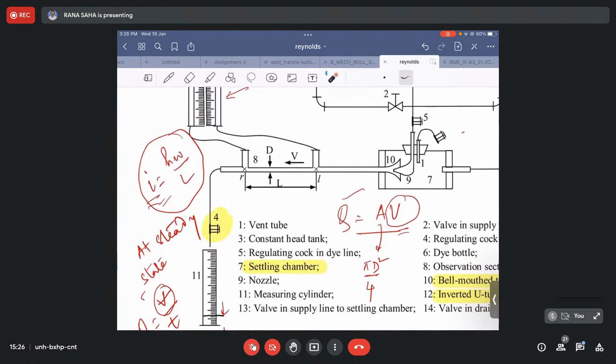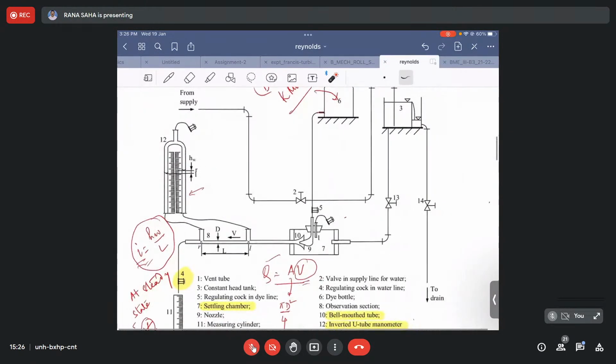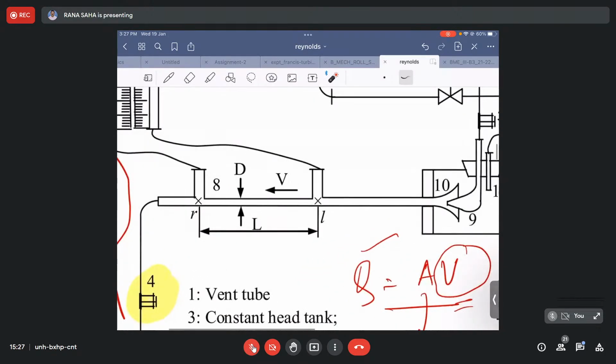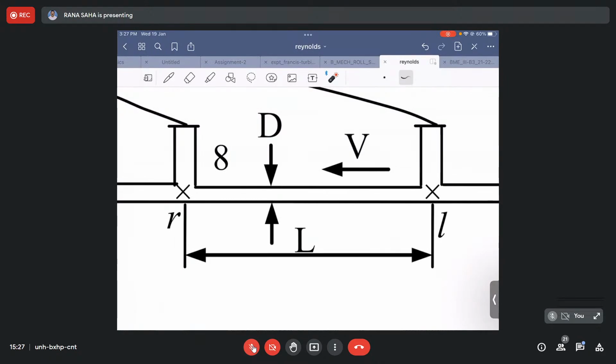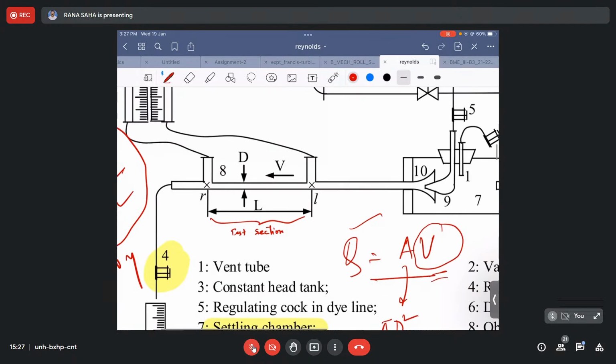Okay, so that is my zero condition or the starting condition, and then we will open the valve 4 very slightly, a little opening. After opening that, we will open valve 5 so that the dye will start mixing with the water, and we want to observe how the dye particles are flowing. Typically at this portion, that is our test section. So this is my test section. I need to observe the flow of the dye particles.